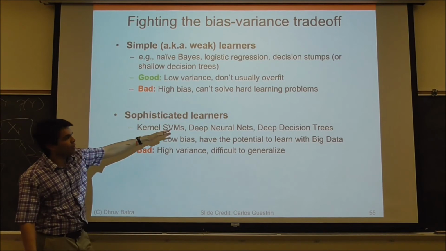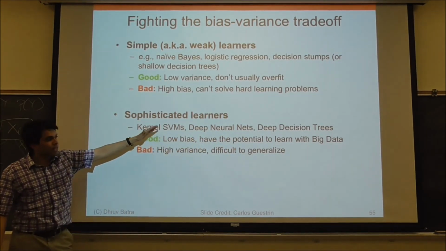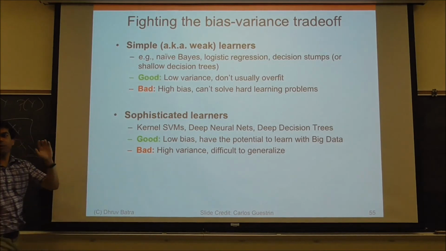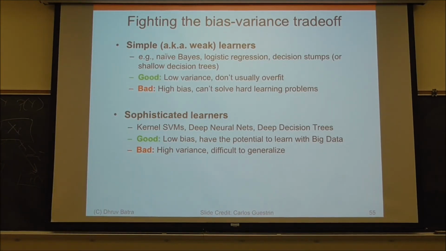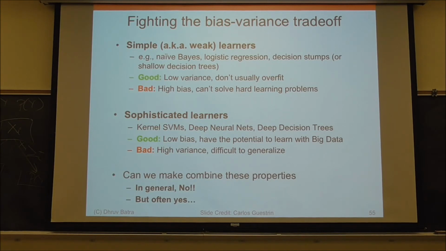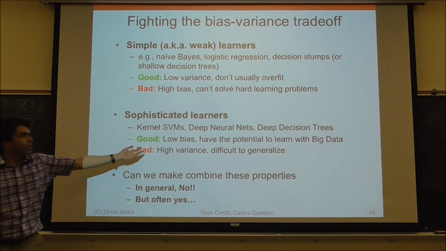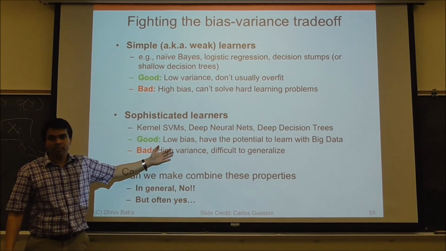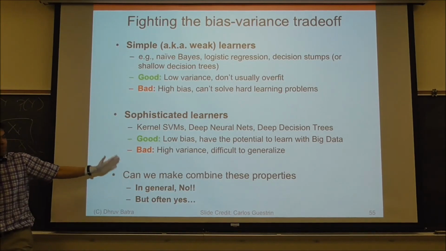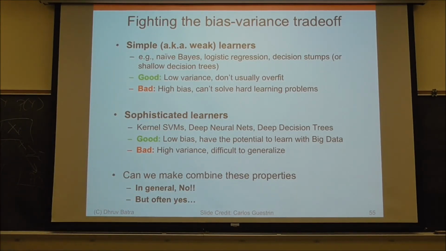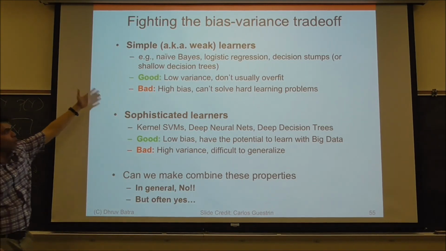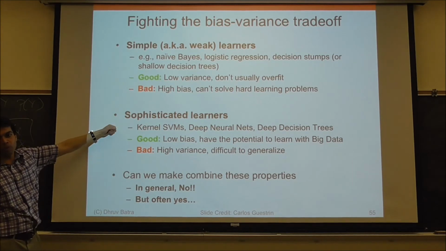Sophisticated learners like kernel SVMs, deep neural networks, and decision trees will have low bias but high variance. So these are two ends of the spectrum and they have opposite problems. And what you'd like is to combine both of these. Ideally, I'd like to have a method that can learn a lot of concepts and requires a small amount of training data, so low bias and low variance. In general, you can't have that. But we're going to talk about certain special cases where you can get some improvements, combining good properties of both types of models.